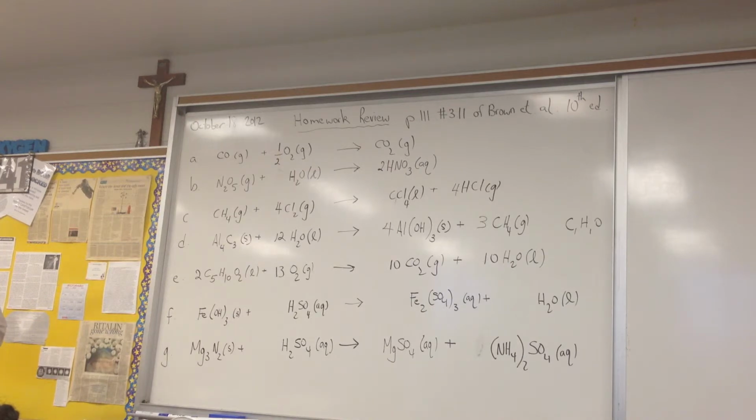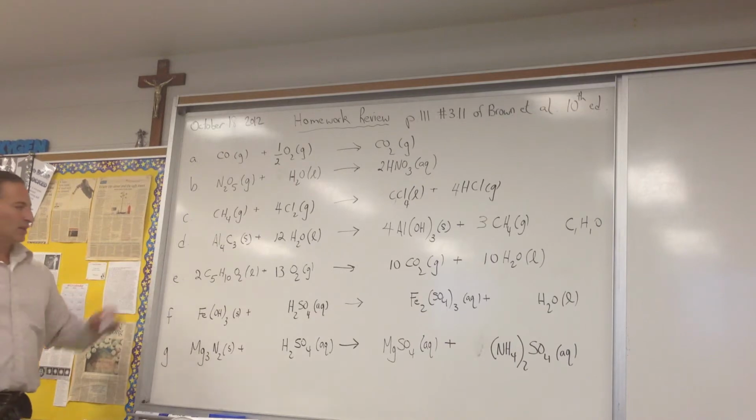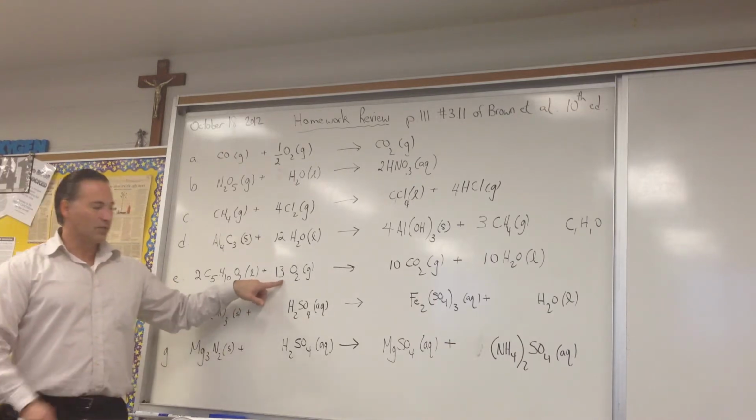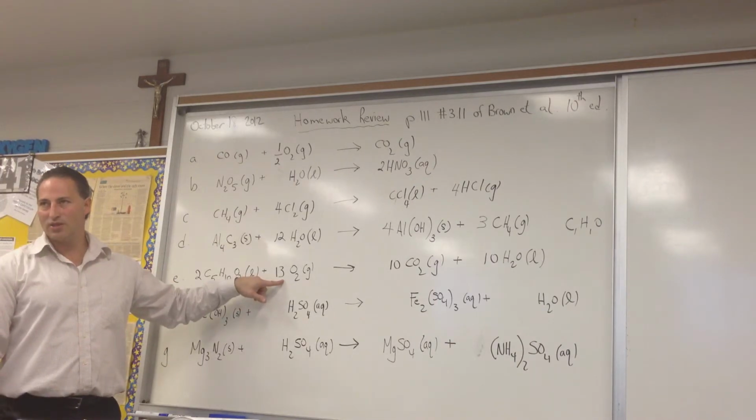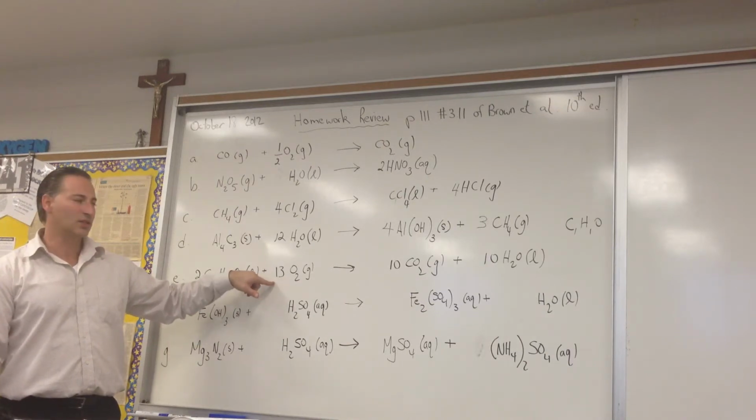Yes, Oscar? Why did you put a 2 for the carbons on the left side? I put a 2 here because when I originally balanced it, it was 13 over 2 for the oxygens. And just to make it less messy, I got rid of the fraction, so I doubled everything.